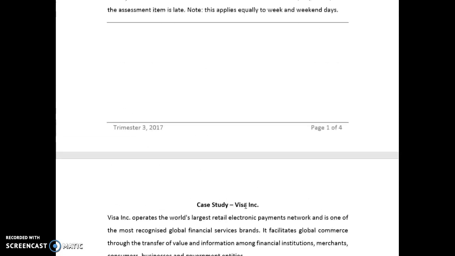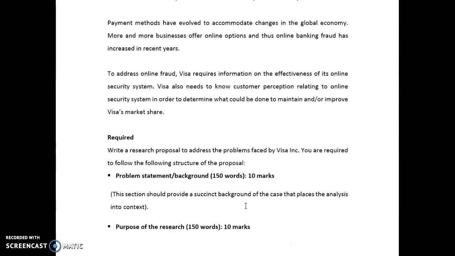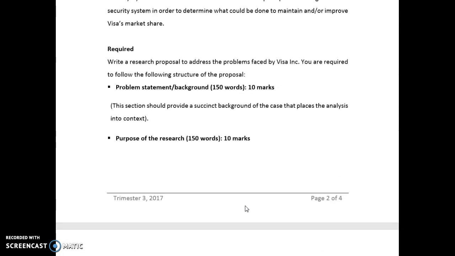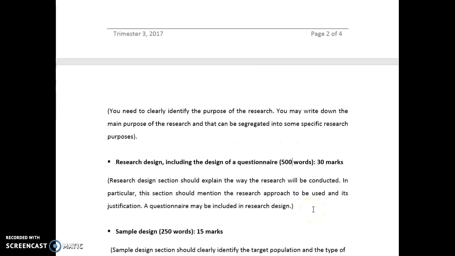Now some general points. You have already noticed that the maximum word length is 2000. Some of you are asking whether it's all right if you have some more or less. A couple of hundred words more or less than this 2000 words will be fine. You need not be too worried about this word limit. I also have provided a guideline for each section relating to this word limit. For example, problem statement 150 words, purpose of the research 150 words, research design 500 words. Keep in mind, this is simply a guide. You don't need to follow it strictly.